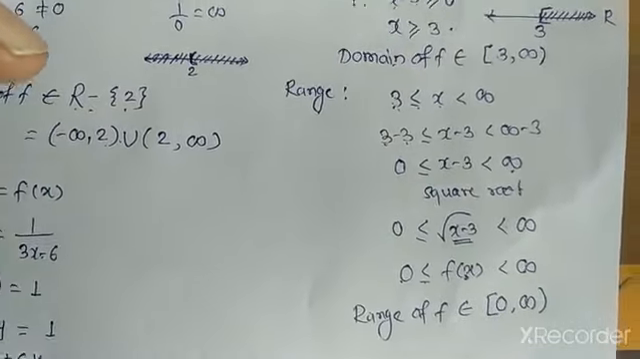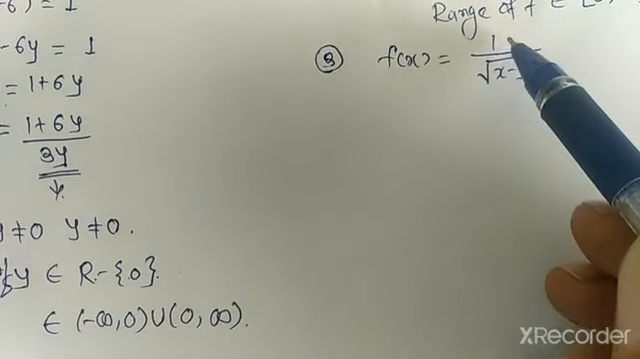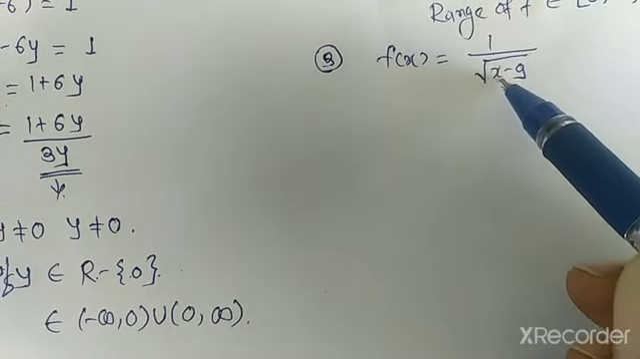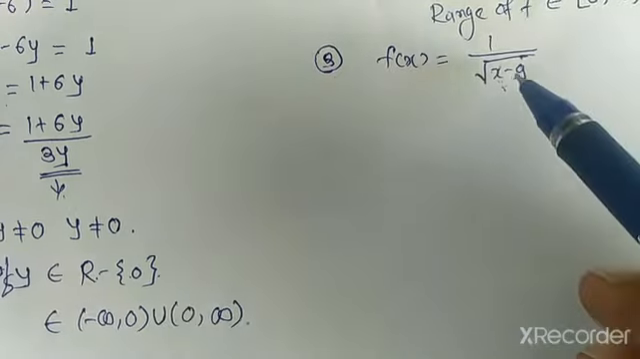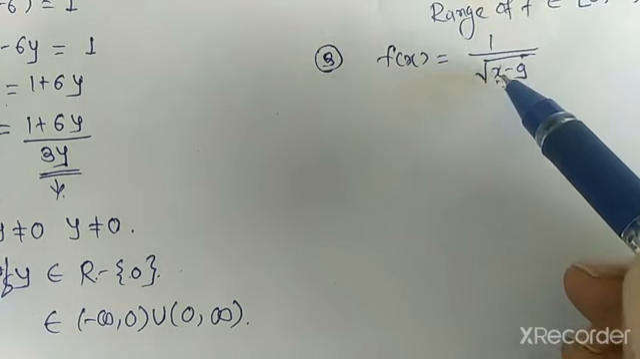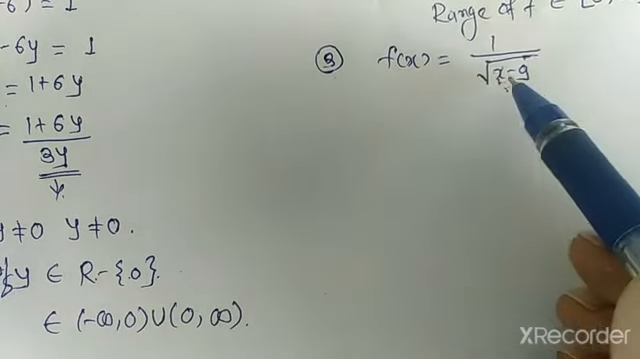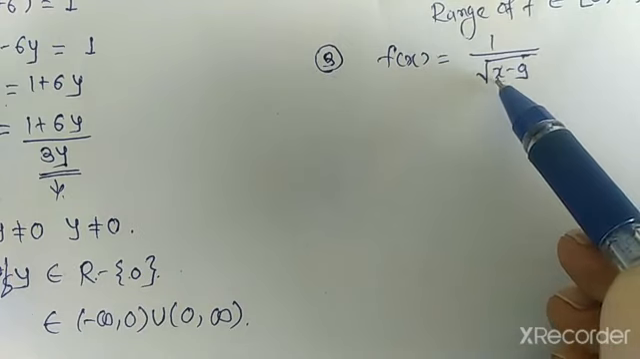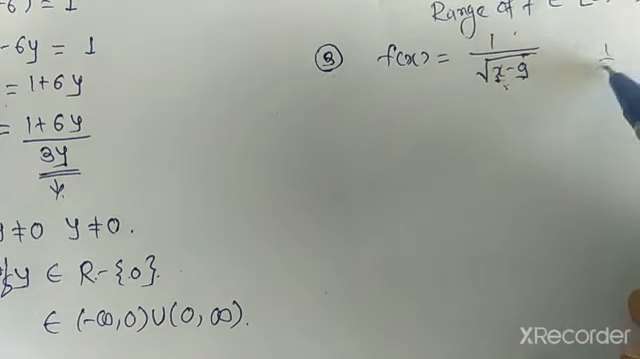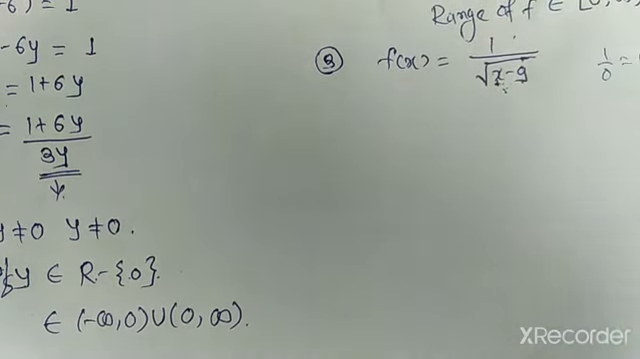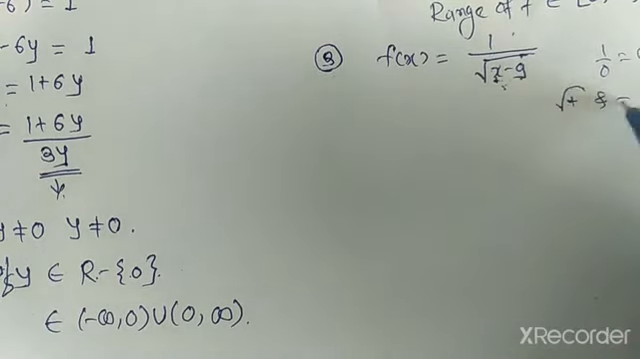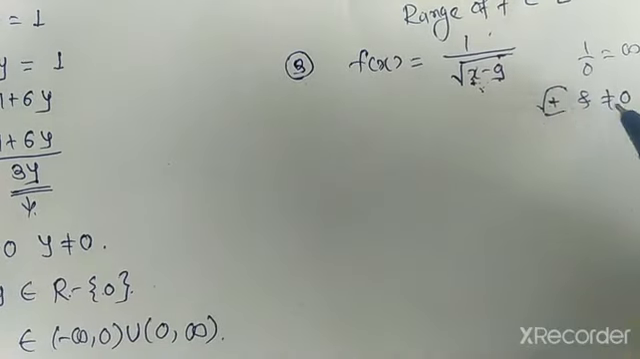Now consider the function f of x equal to 1 upon square root of x minus 9. Now it is in the denominator. So here we have to find the value of x such that the root is positive, because if the root is negative it will be a complex number, and the value should not be equal to 0. If it is equal to 0, our term will be 1 upon 0 and it will be infinity. So here we require two conditions: the square root should be positive and not equal to 0.